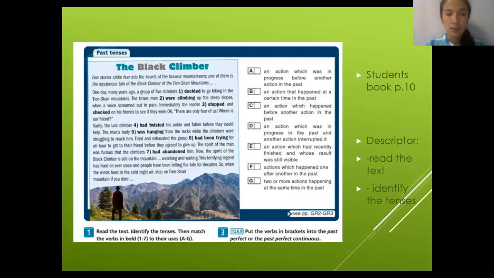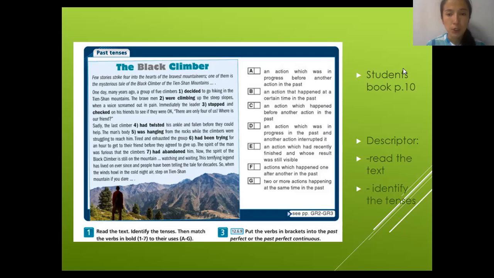Let's do this task, the black climber. Students, book, page 10, descriptor: read the text, identify the tenses. Then match the verbs in bold from 1 to 7 to their uses from A to G.